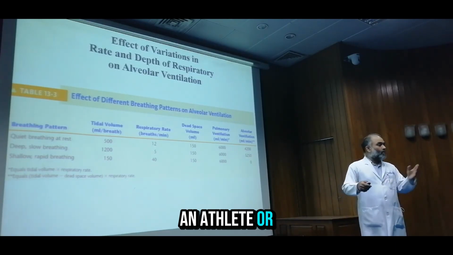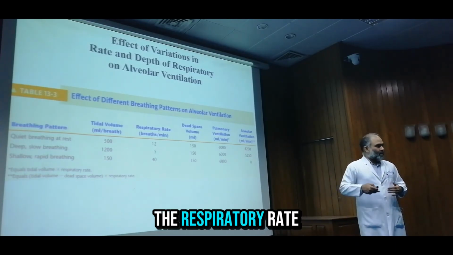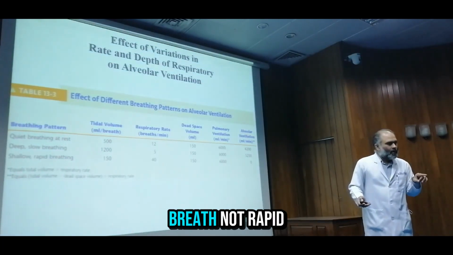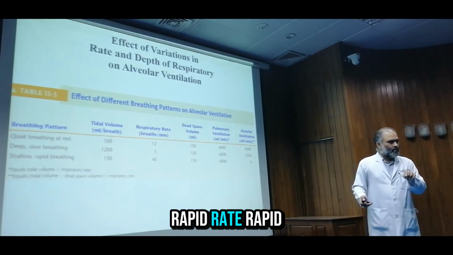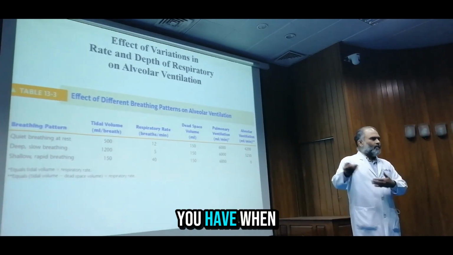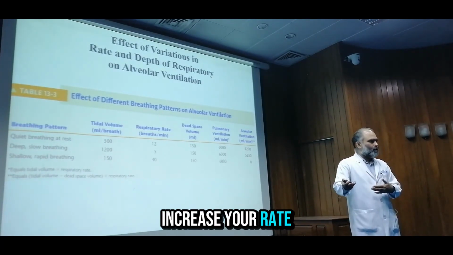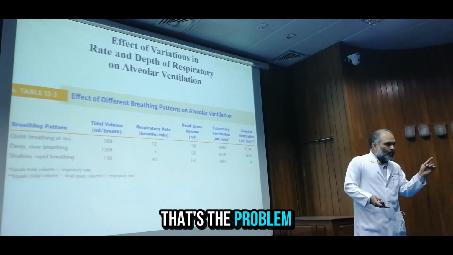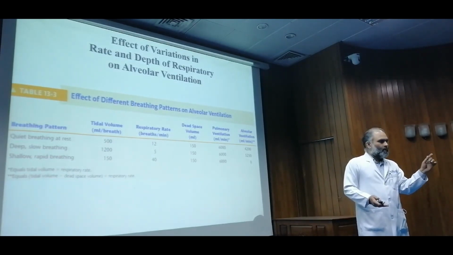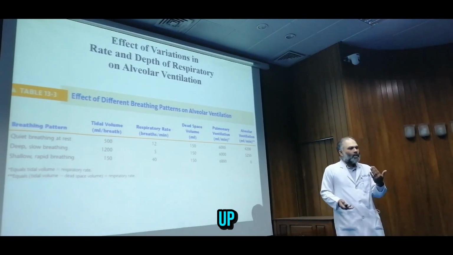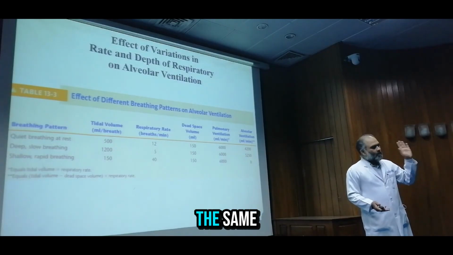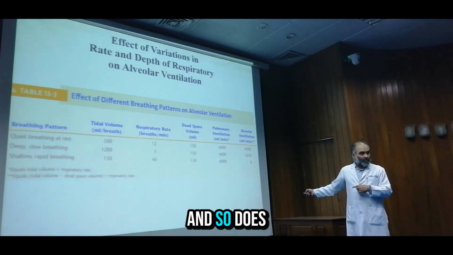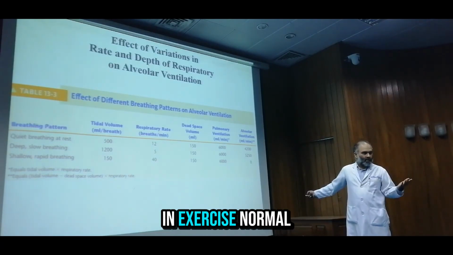In an athlete, or one of you exercising, the respiratory rate will obviously go up. That's not the bad thing. The bad thing is shallowness of the breath, not rapid rate. Rapid rate is fine. When you exercise, you need to increase your rate of respiration. But it's the amount of air with each breath that's the problem. So the word shallow is the problem. In exercise, the respiratory rate goes up and the tidal volume is the same. You can imagine that pulmonary ventilation goes through the roof, and so does the alveolar ventilation in exercise.